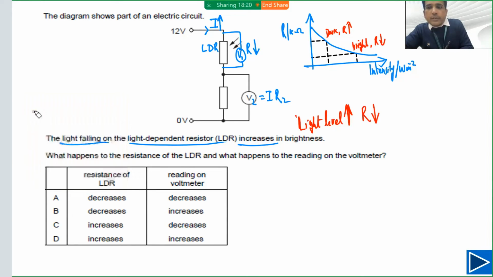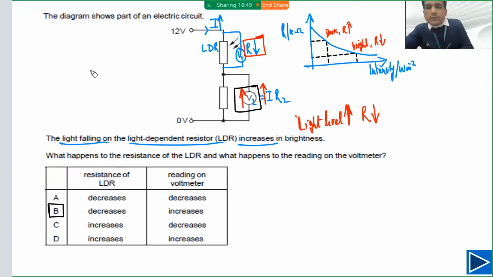Now from here you can see, as current in the circuit increases, this reading will increase and this resistance decreases. So these 2 points you simply need to understand. Resistance decreases and voltmeter reading increases, and this is what you need to write down in your answer. The resistance decreases, voltmeter reading increases. So the answer for this one has to be D. So this is how you can answer this problem.